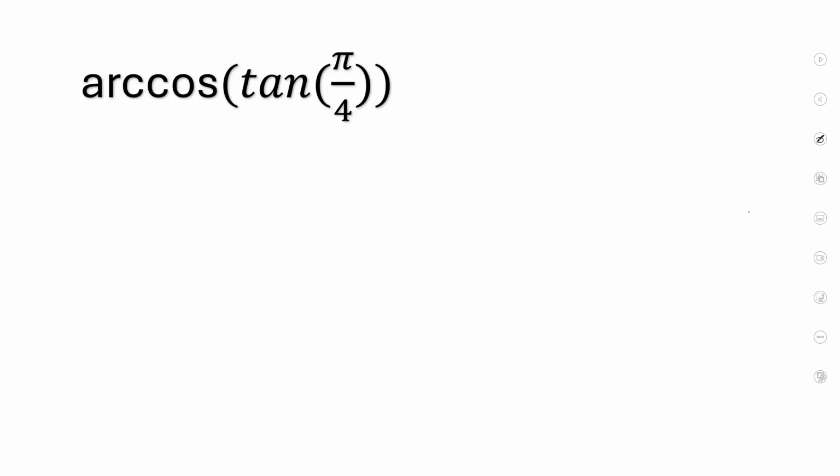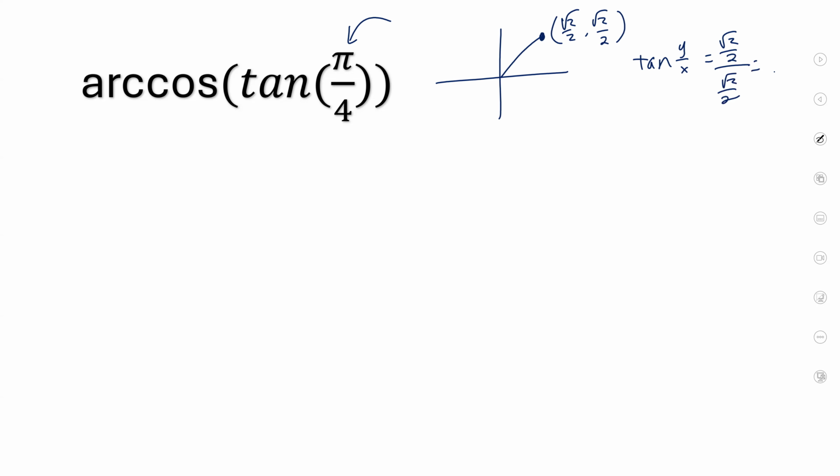So let's do this one. Y'all did good. So where is tangent? Well, let's go to pi over 4. Pi over 4 is right here. What's the coordinate? Yep, square root of 2 over 2. And you know that tangent is always y over x. So that is square root of 2 over 2 divided by square root of 2 over 2, which is 1. So this whole thing is just 1.